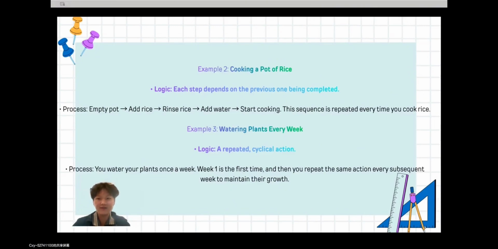Cooking rice. Every step relies fully on the last step finishing. The fixed routine repeats every time we cook. Empty pot, add rice, rinse, add water, cook. The empty pot is our starting base case.